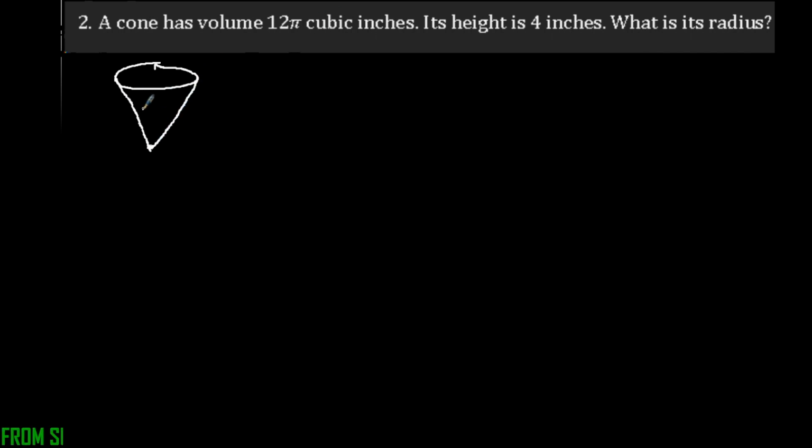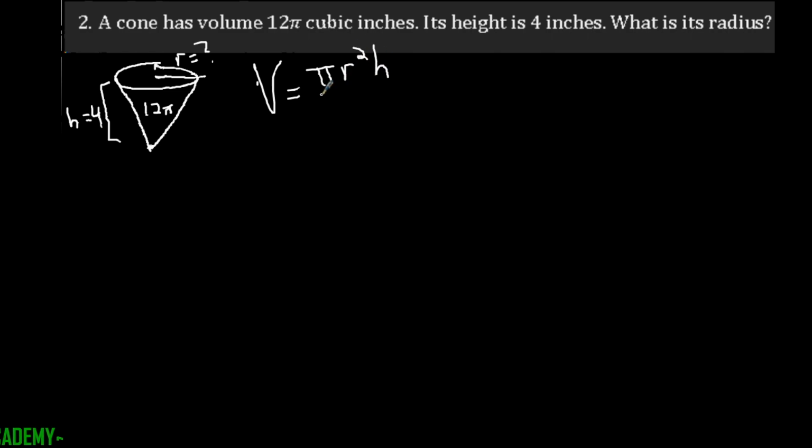So this volume is 12 pi. We know the height, which is h equals 4. However, we don't know the radius because that's what we are solving for, so r is what we're solving for. Let's set up our formula first. Volume equals area of the base, which is pi times the radius squared, times the height divided by 3. Plug in the values that you have.